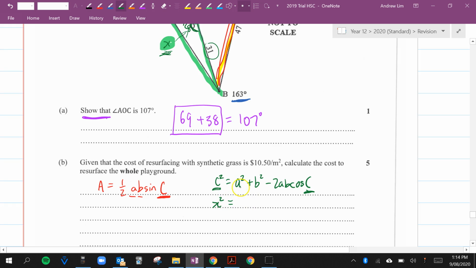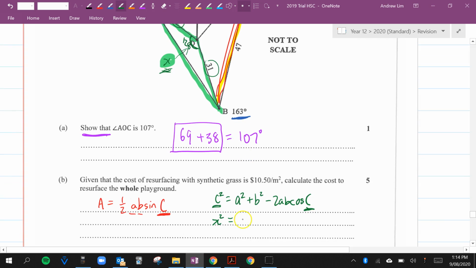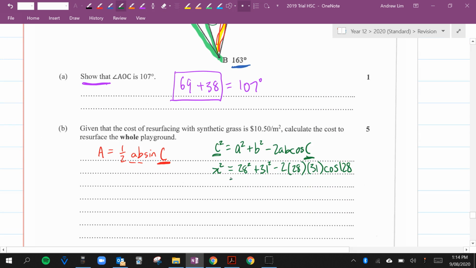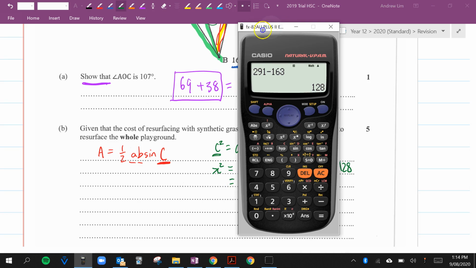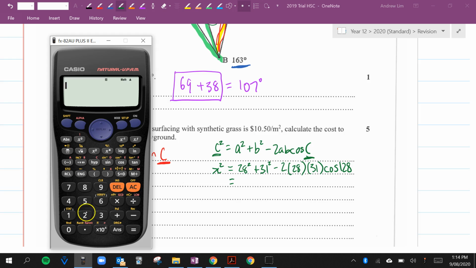x squared is equal to 28 squared plus 31 squared minus 2 lots of 28 and 31 times cos of 128 degrees. So when we put this in our calculator, 28 squared plus 31 squared minus 2 lots of 28 and 31 times cos of 128 degrees, we get 2,813.79.